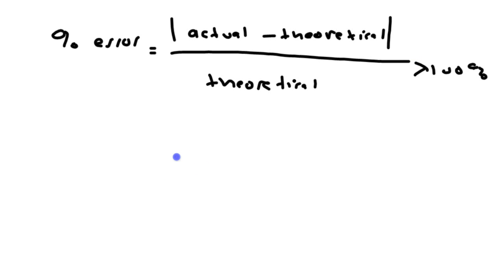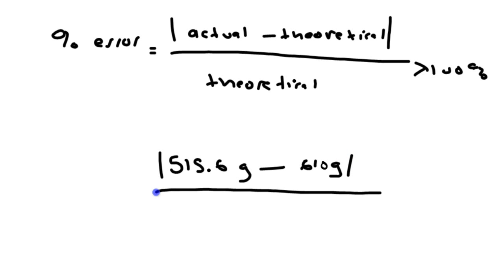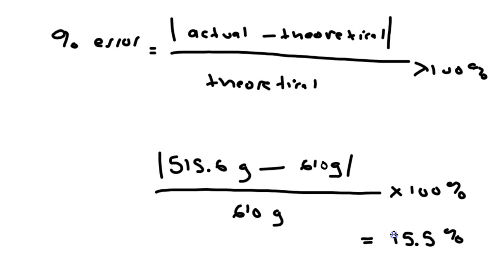So our actual value was 515.6 grams. We're going to subtract our theoretical, 610 grams. We're going to take the absolute value of that. We're then going to divide by 610 grams. And then we're going to multiply by 100%. And if we do this, we get 15.5% error.